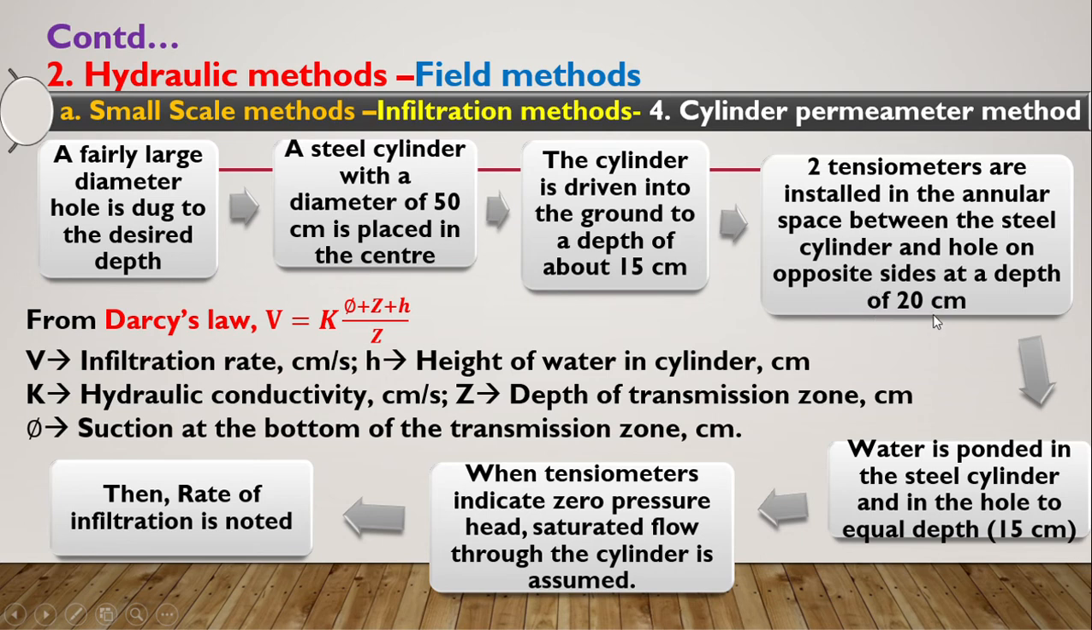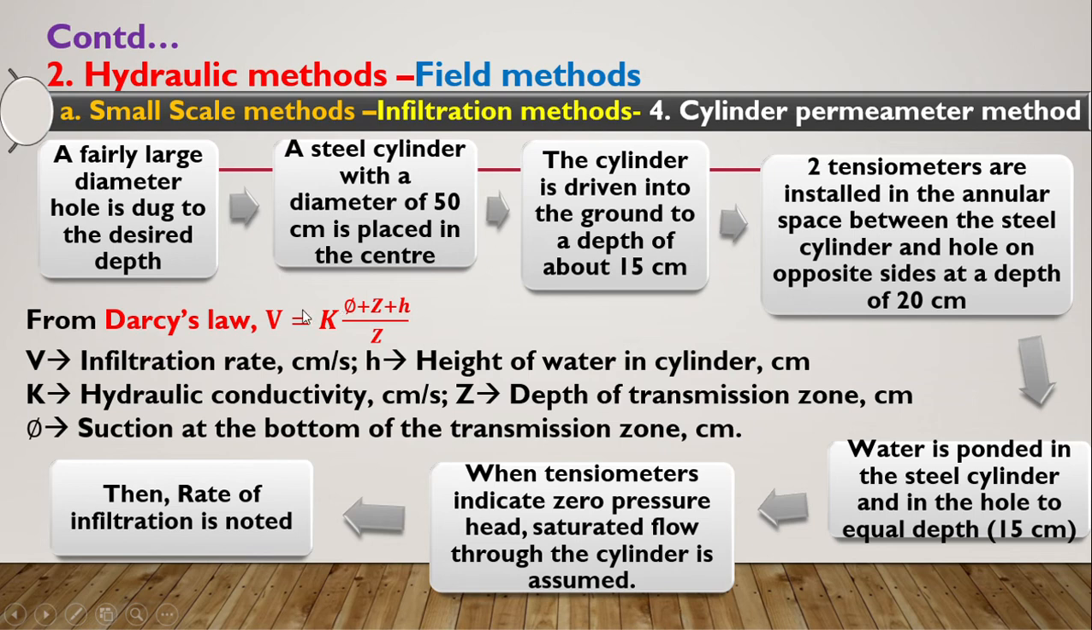And it is placed up to a depth of 20 centimeter. Water is ponded into the cylinder up to a 15 centimeter depth. After that, the rate of decrease of water in the cylinder will be measured, and by using this equation, we will find the hydraulic conductivity.